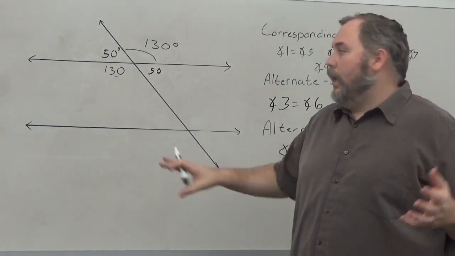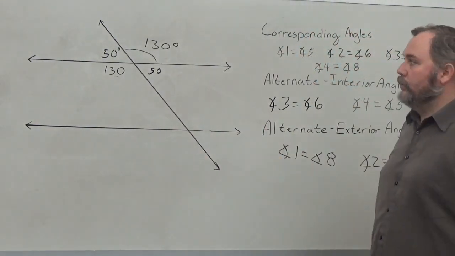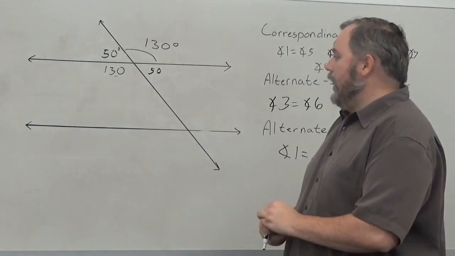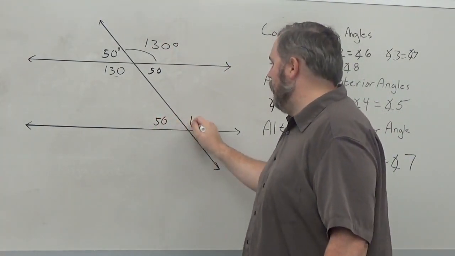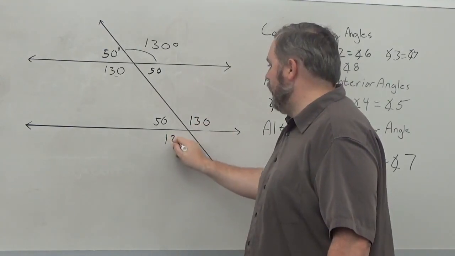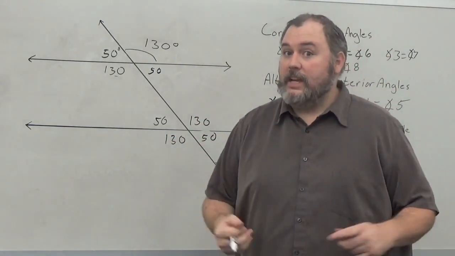Now, how are we going to find this part? Corresponding angles. Whatever was here, I'm just going to transfer it down here. 50, 130, 130, 50. You've just done it. Just that simple.